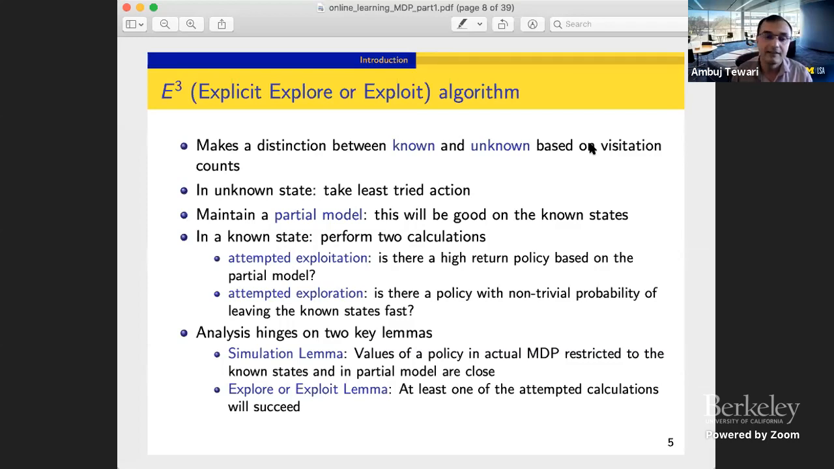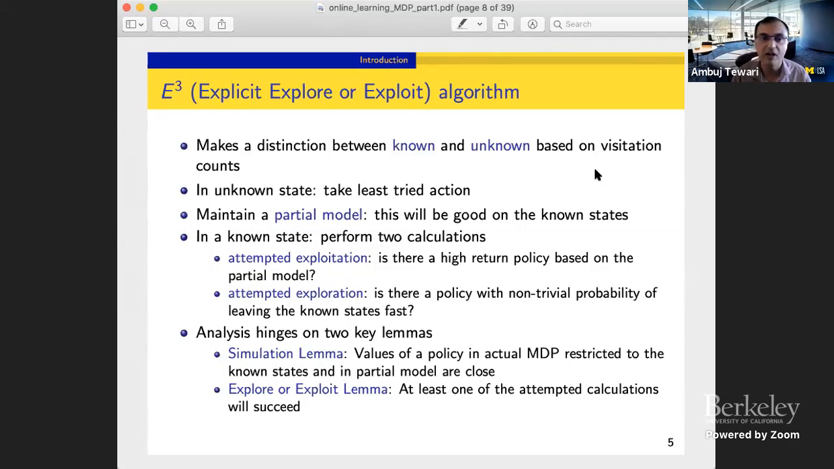And then the key analysis technique is to show that it cannot be the case that both of these attempted steps fail. So one of attempted exploitation or exploration will succeed. And that's the famous explore-exploit lemma. And then there's also a simulation lemma which says that the value of the policy in the actual MDP restricted to the known states is actually close to what you think it is based on your partial model. So that's the basic idea behind ECubed.